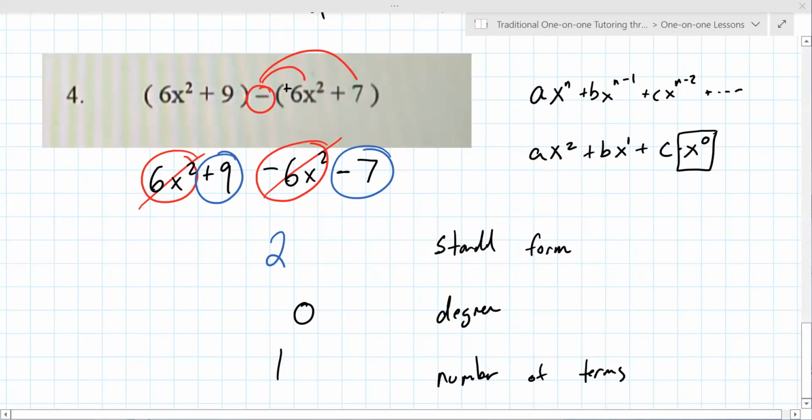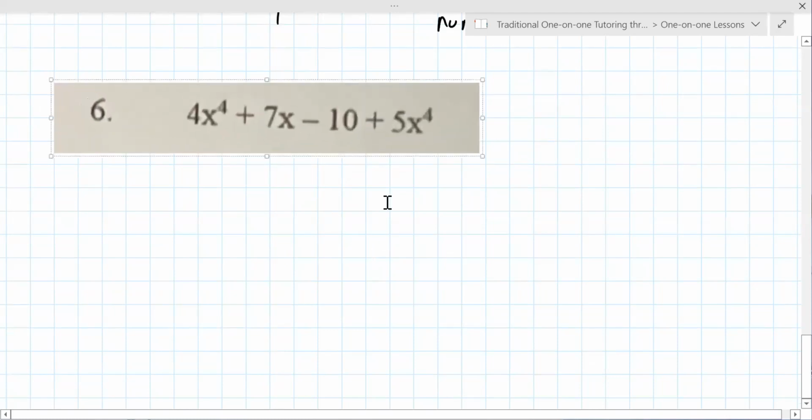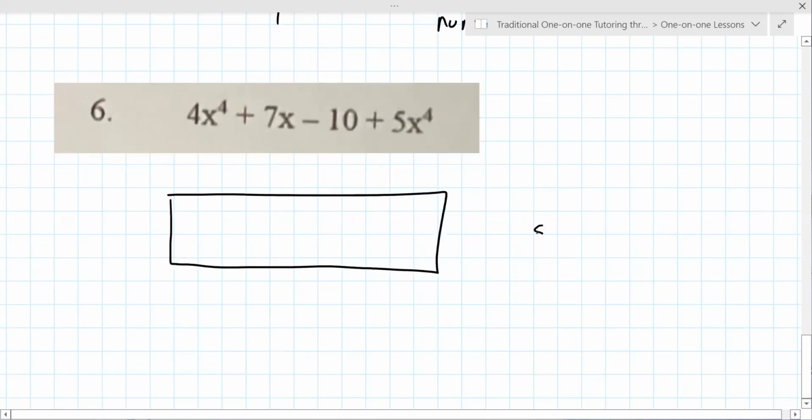Okay. All right. I'd like you to try number 6 on your own. When I have you do a problem on your own, I want you to ask questions if you have any. But what I'm looking for first is that first box there, the standard form, whatever goes in that box. So work that out, or if you have questions, please ask.